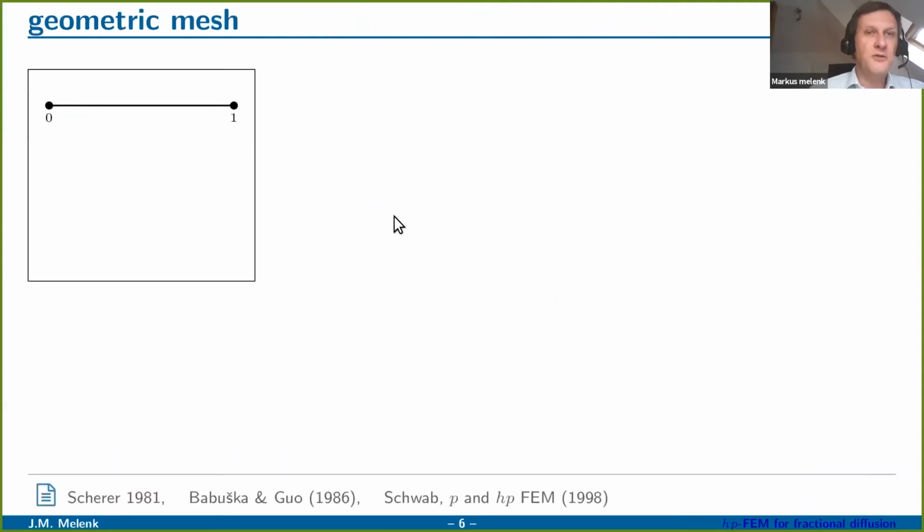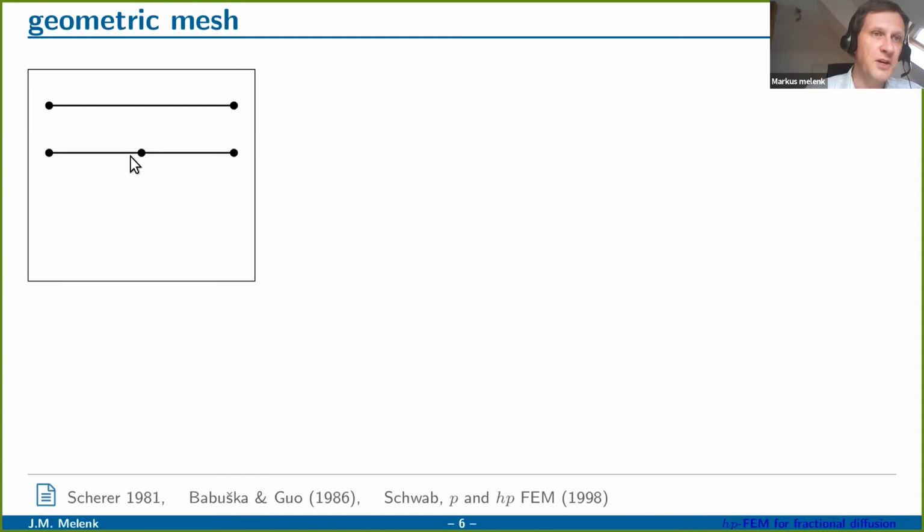And these are the so-called geometric meshes that will appear frequently in this talk. And this is why I want to spend some time on that. So here we have the 1D case. We approximate the function x to the alpha, say, and we know that the singularity is at x equal to 0. So we need to refine the mesh there in order to resolve that singularity.